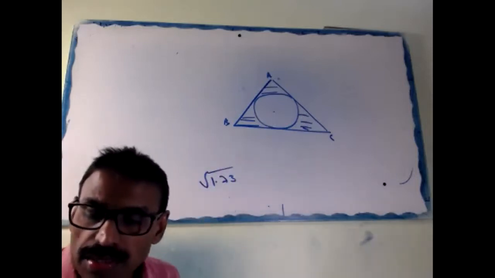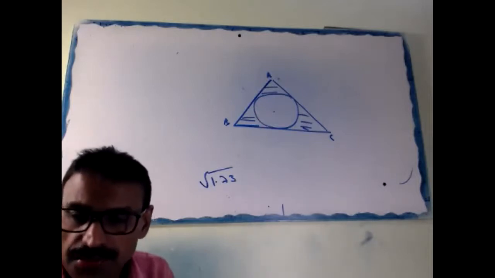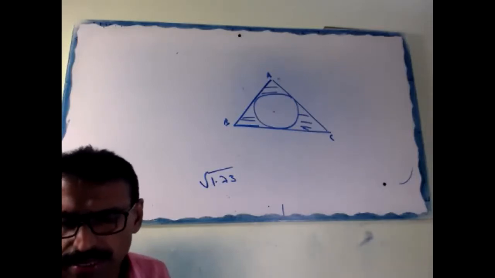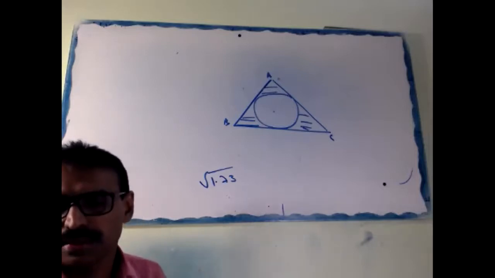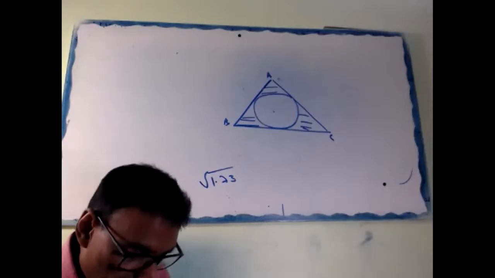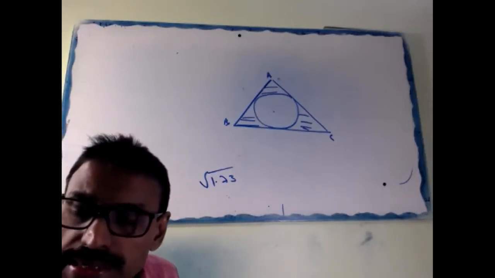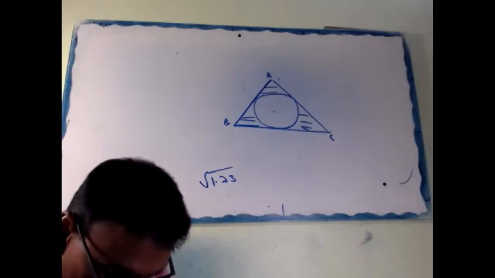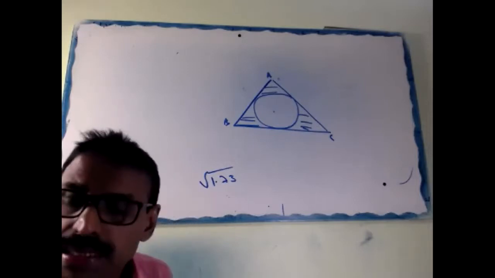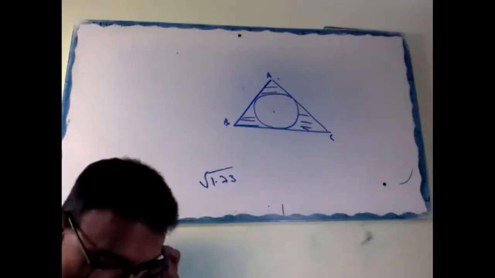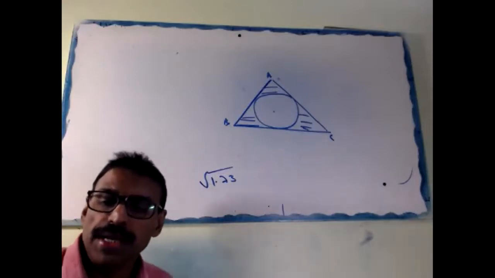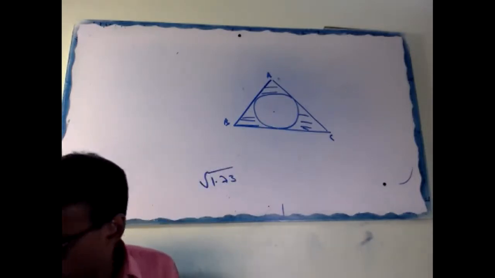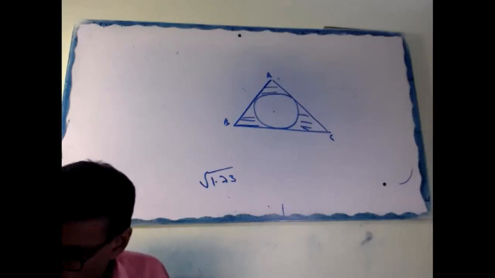Try now. Okay, understood how to start? Very important thing, you write like this: in an equilateral triangle, the orthocenter, circumcenter, incenter, and centroid coincide. Okay, then start. Question again: a circle is inscribed in an equilateral triangle ABC of side 12 cm, touching its sides, figure is here. Find the radius of the inner circle and area of the shaded region. Pi is 22/7.